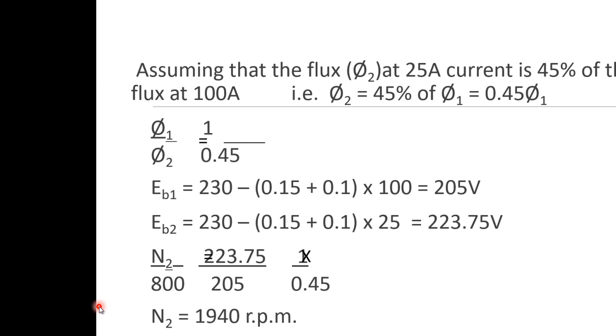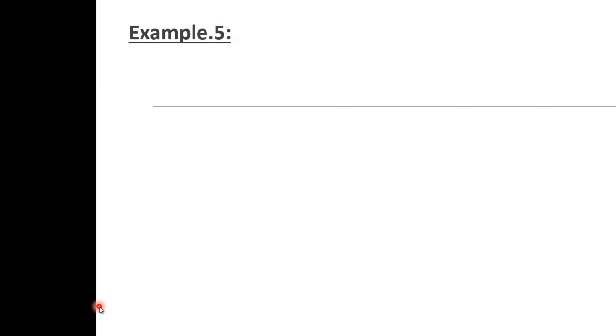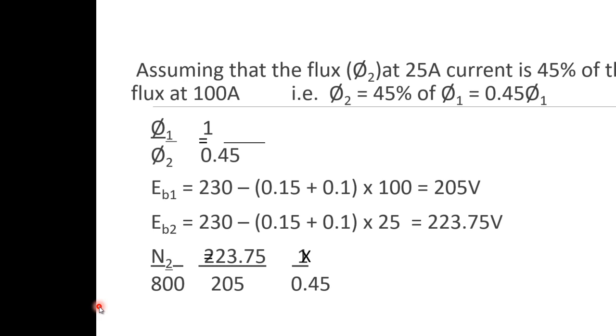Okay, so here we can analyze. See, the flux is reduced at the final point, but the current is increased. That is what we found initially in the speed equations, that N is inversely proportional to phi. So if the flux decreases, the speed increases. That is what we can observe in this problem.